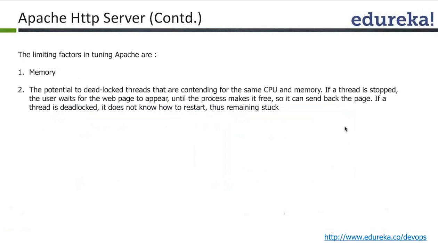Okay. So the limiting factor, as we all know, has been the memory, which has always been a problem for all the internet-facing web servers. And there is the potential to deadlock threads that are contending for the same CPU and memory. If a thread is stopped, the user waits for the web page to appear until the browser frees it so it can send back the page. If a thread is deadlocked, it does not know how to restart, thus remaining stuck. So when does a deadlock happen?